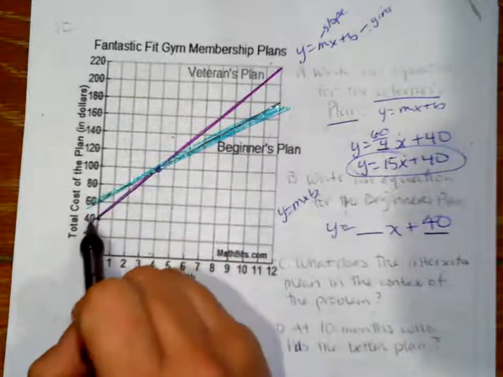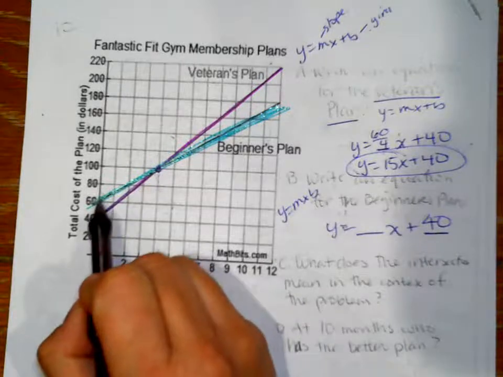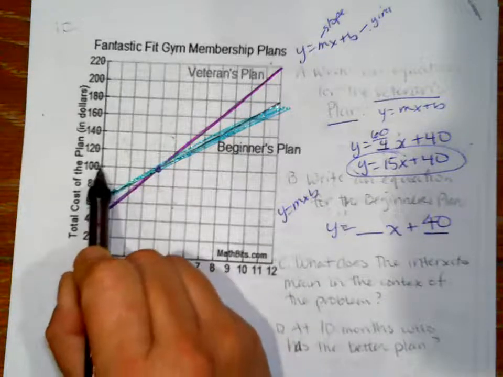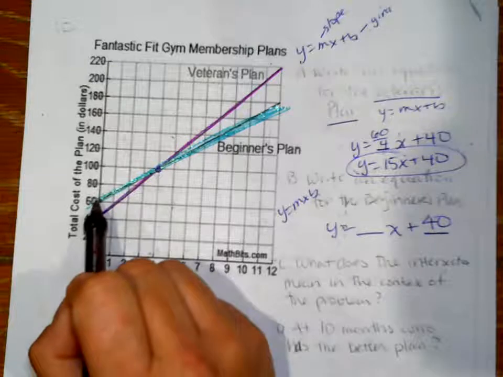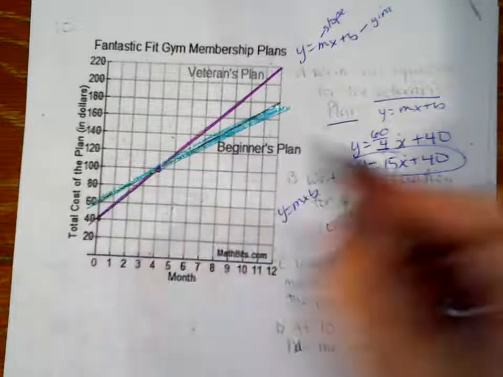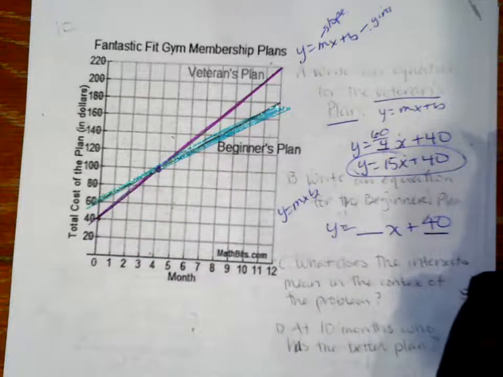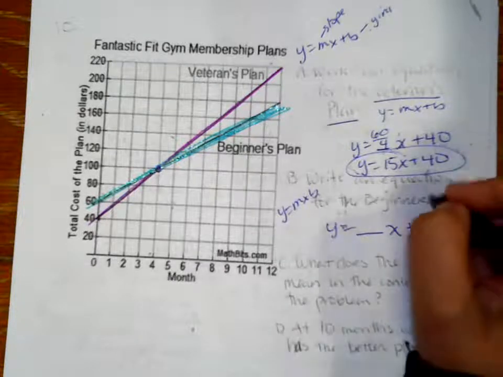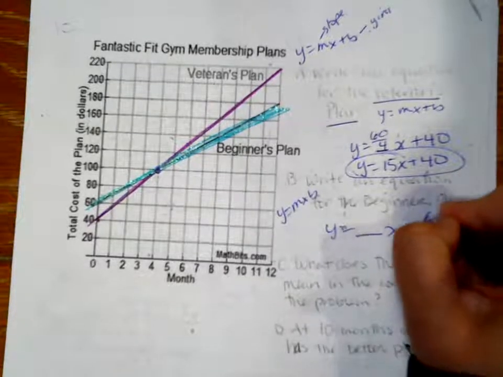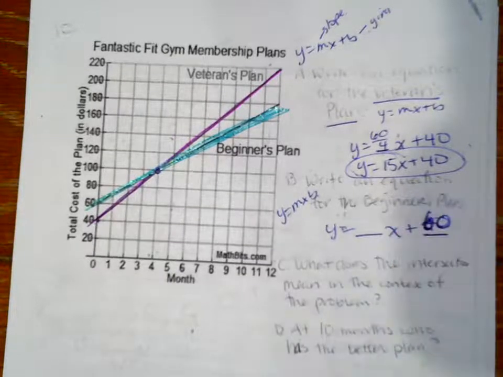So we're going to go up 20, 40, 60. Let's see. 20, 40. Oh, I did this one wrong. No, I didn't. Let me see. Did I do the beginner's plan wrong? No, I did. The beginner's plan is at 60 here. There it is right there. Sorry, beginner plan's at 60.